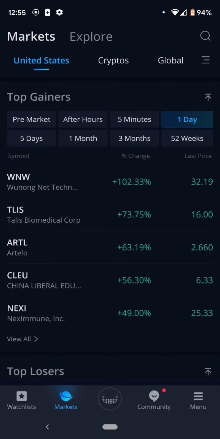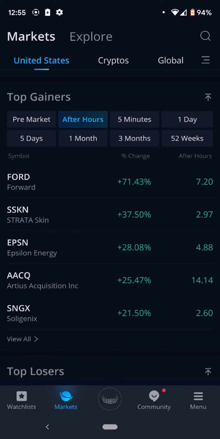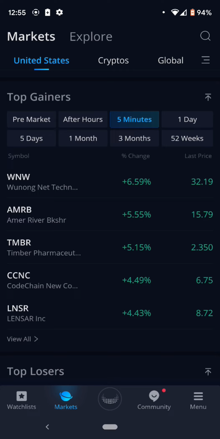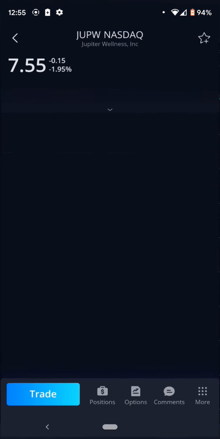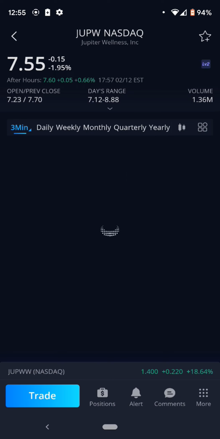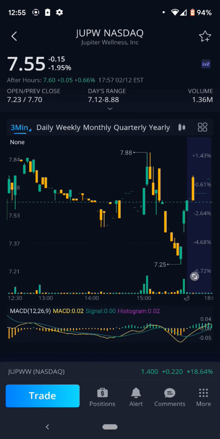Top gainers, you can filter it by pre-market, after hours. You can just refresh the 5-minute over and over again. And if you want to do momentum plays, you can just look through these. If there's one that catches your eye, you can look at it, and if you want to catch a wave, you can buy high and sell higher. That's been working for me.